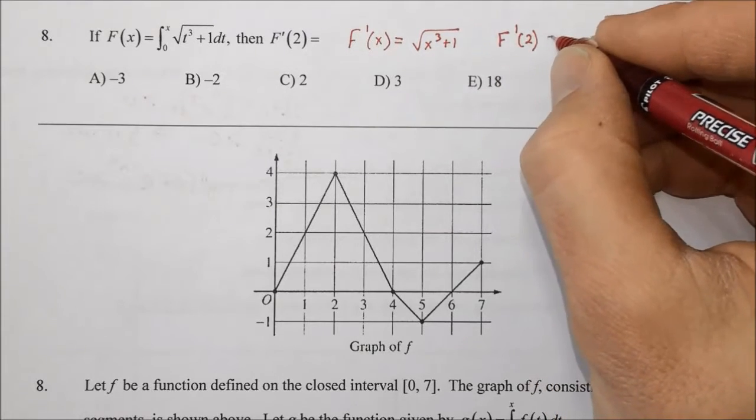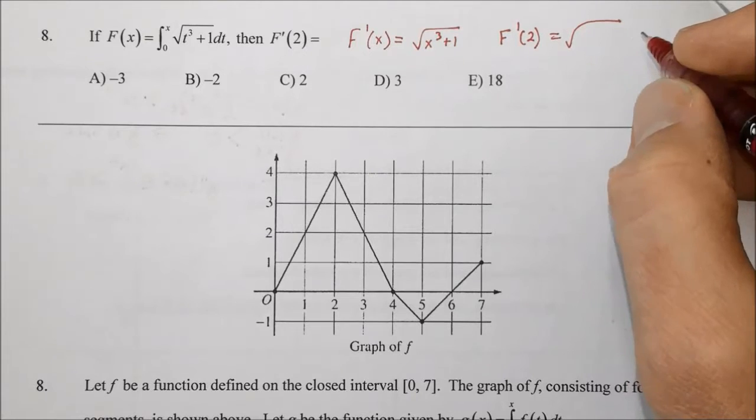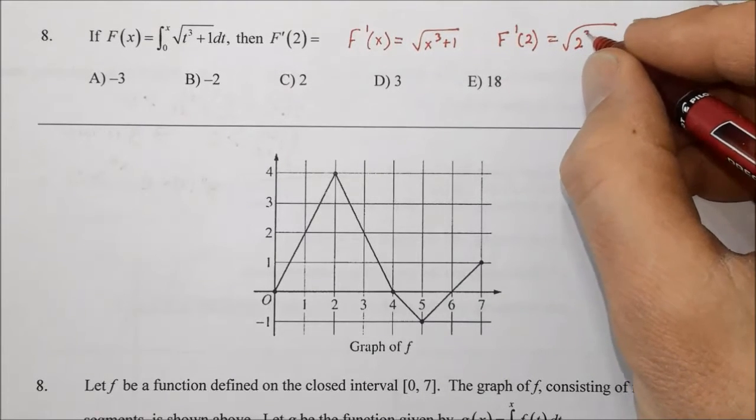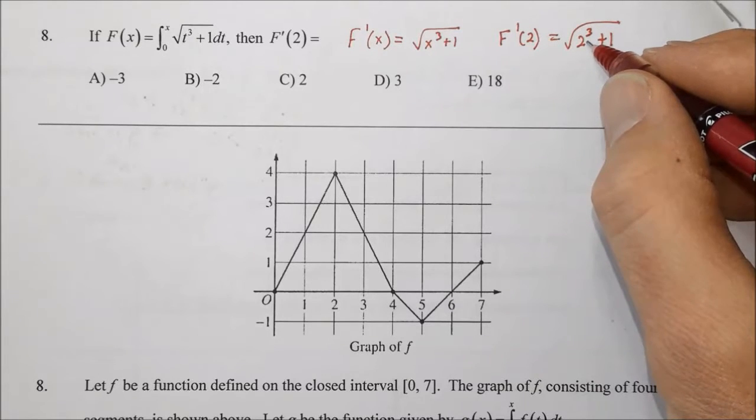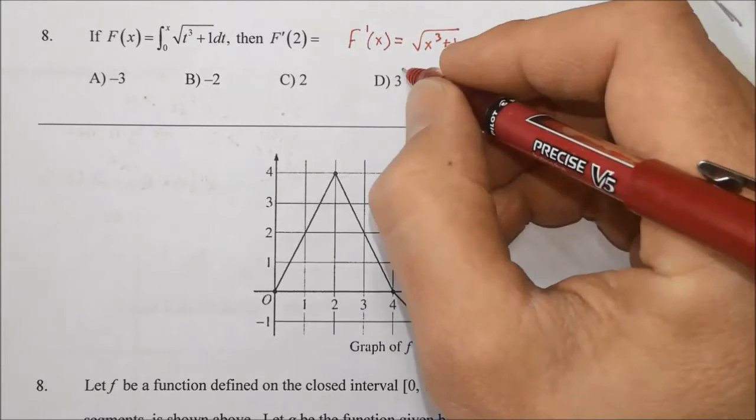So what do we have? We have the square root of 2 cubed plus 1. 2 cubed is 8, plus 1 is 9, the square root is 3.